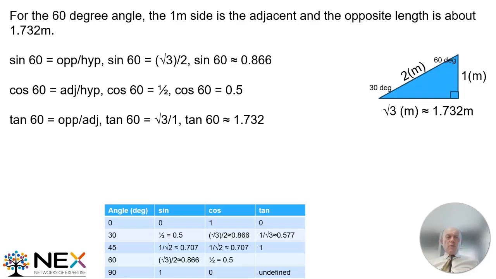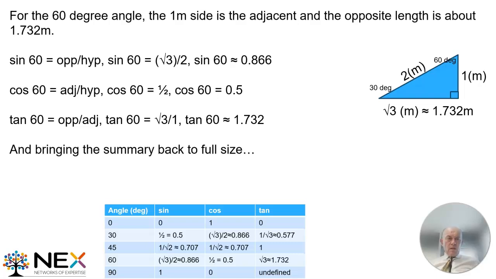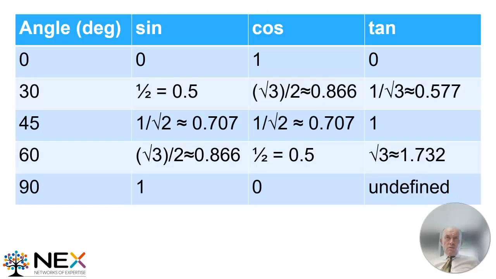And interestingly, some folk get stuck on the fact that trig functions, like the sine and cos, can't be bigger than 1. They can when you're dealing with tan. So we can post that, and now we can bring the summary back to full size. And there it is. Sine, cos and tan are all the right numbers and all the right sizes. Wonderful.